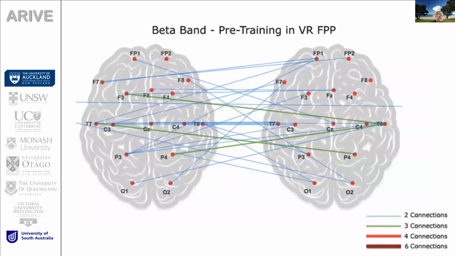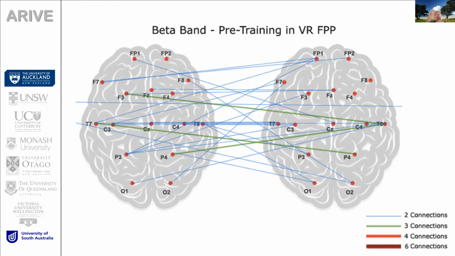This picture here shows the brain, and the red spots are where the EEG electrodes are. These lines here represent electrodes that are in phase with each other, but there's very few connections. And this is before we start doing the training in the first person perspective. So this is basically noise data.